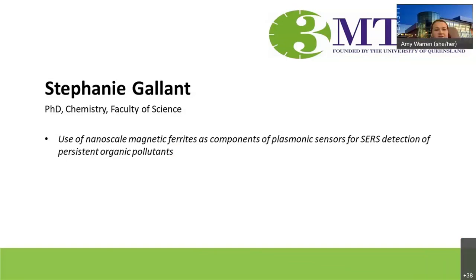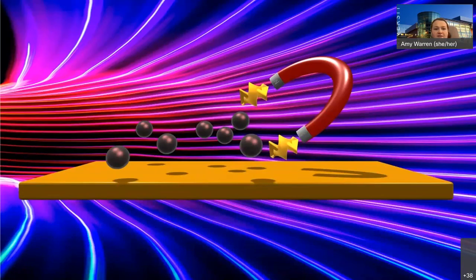That's great. We have Stephanie Gallant, who's a PhD student in chemistry with the Faculty of Science at Memorial University. Stephanie's thesis title is The Use of Nanoscale Magnetic Ferrites as Components of Plasmonic Sensors for SERS detection of persistent organic pollutants. Okay, Stephanie, I'm going to ask Julie to please put up your slide. Great, we can see it. Stephanie, your volume is good, so I invite you to begin when you are ready, and good luck.